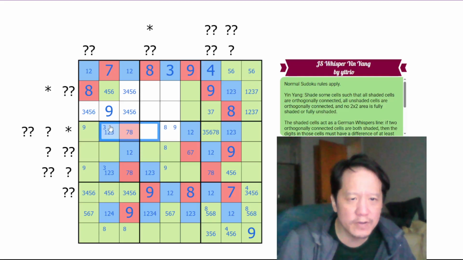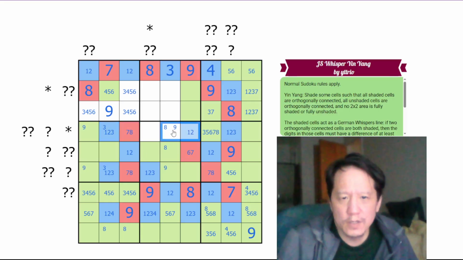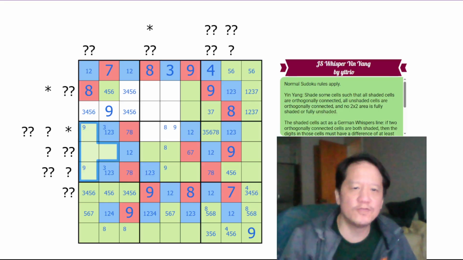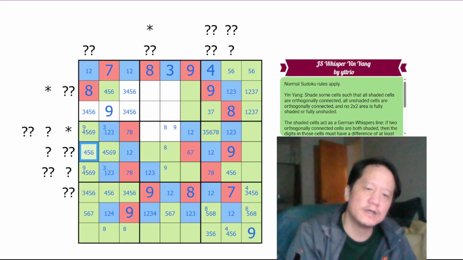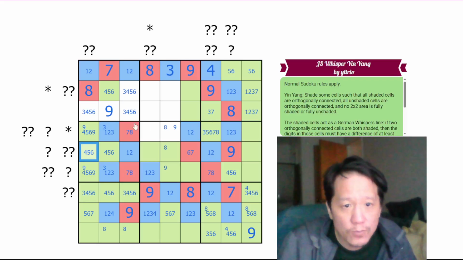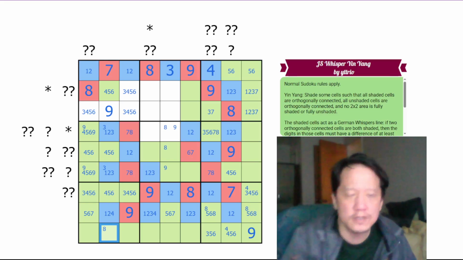What do we have here? This is at least 2. We don't have to orthogonally connect this. Remaining digits in box 4 are 4, 5, 6, and 9. Obviously, 9 cannot be either of these. We have a 1, 2 pair in 7, 8 pair. This 8 eliminates 8 here, so this must be 8 here.